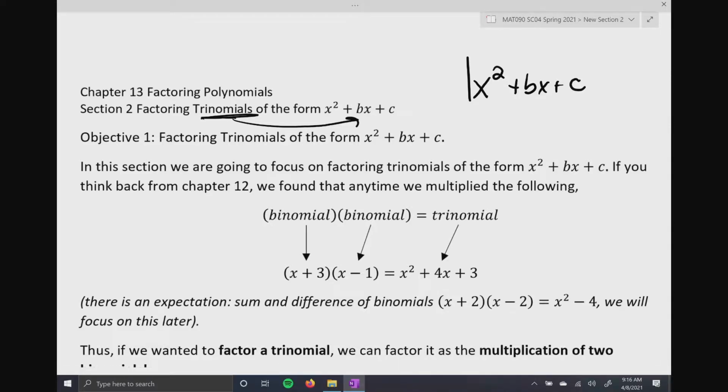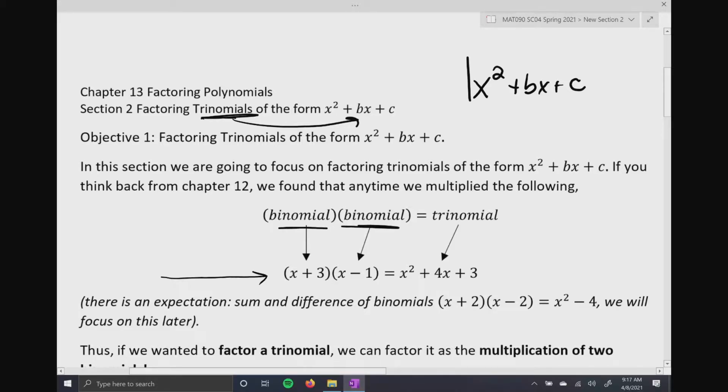Now, in chapter 12, we looked at this problem that I have right here. x plus 3 times a quantity x minus 1. In other words, we have a binomial times a binomial. And when we did these problems, the majority of the time, we ended up with an answer that's a trinomial. So remember, the process of factoring is to rewrite your problem so that it is the multiplication of some things. So it's the reverse of multiplication. That's factoring. So if I have a trinomial, then I must have multiplied 2 binomials.